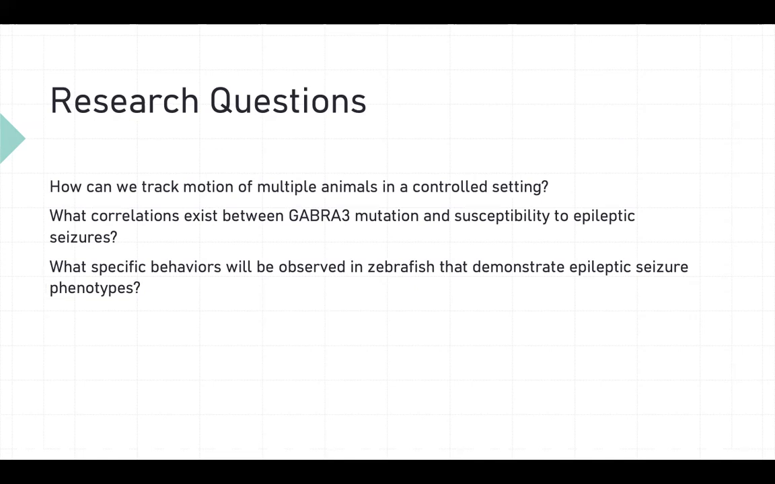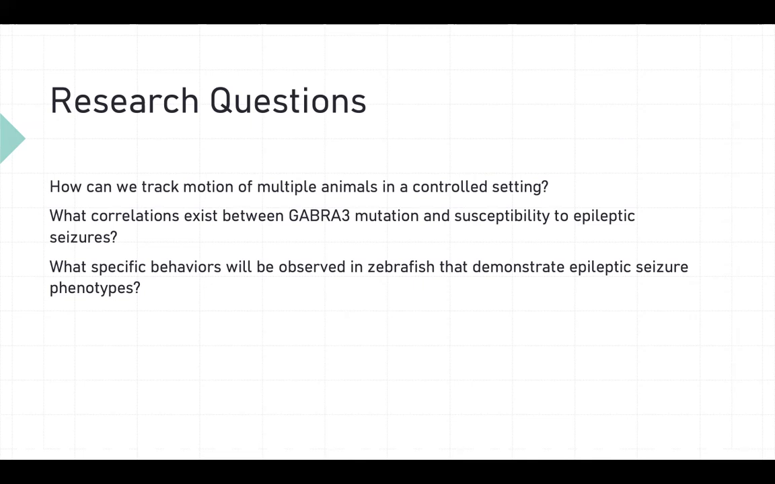The second question is, what correlations exist between GABA3 mutation and susceptibility to epileptic seizures? In other words, what is the effect of the missense mutation on the GABA3 subunit? Is there something unique about a missense mutation at the alpha-3 subunit that induces epileptic seizures?